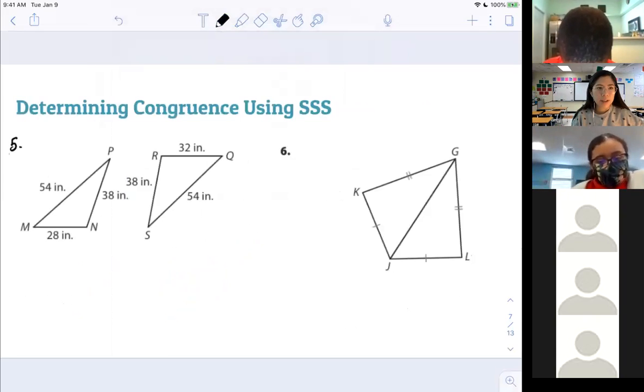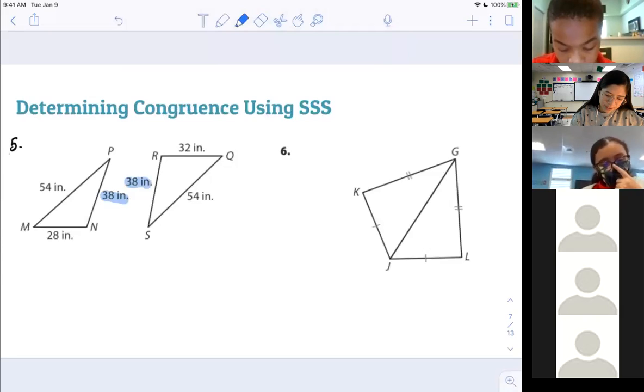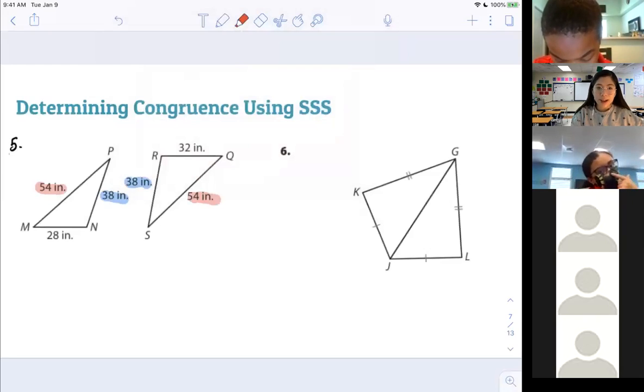Go ahead and let me know. Does number 5 match up? Yes. You sure? Wait. No, it doesn't. Why not? Everything matches up except the 28 and the 32. I didn't see that. You're right. So those do not match. So unfortunately, we can't say that these are congruent.